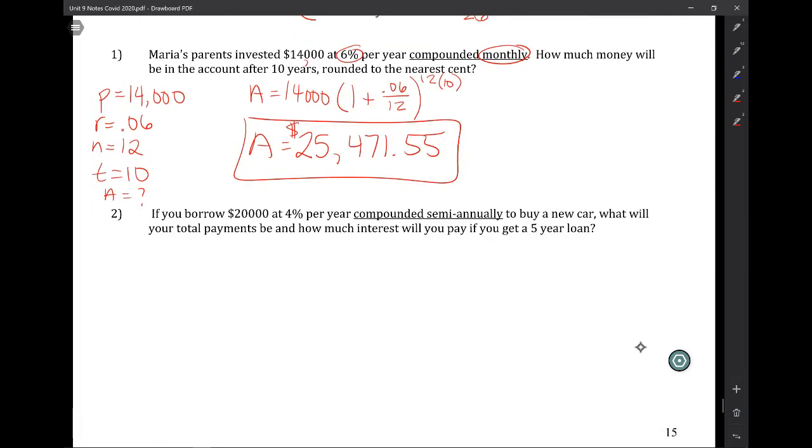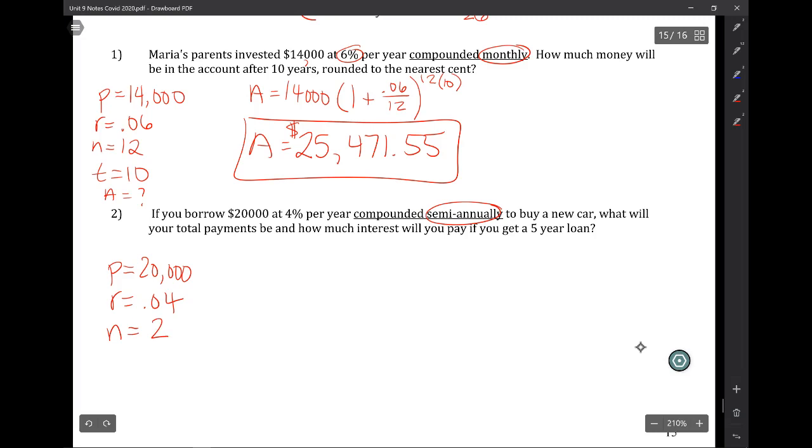Number 2, if I borrow $20,000, so that's how much I'm going to be borrowing as my loan, at 4%, there's my rate, compounded semi-annually, so that is 2 times per year, to buy a new car, what will my total payments be? So how much will I end up paying back?